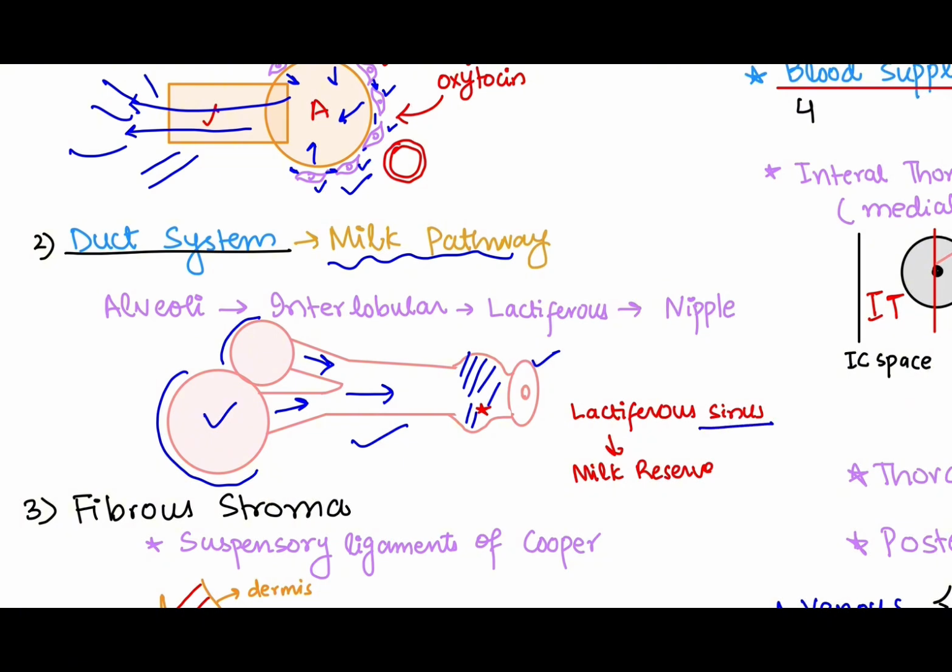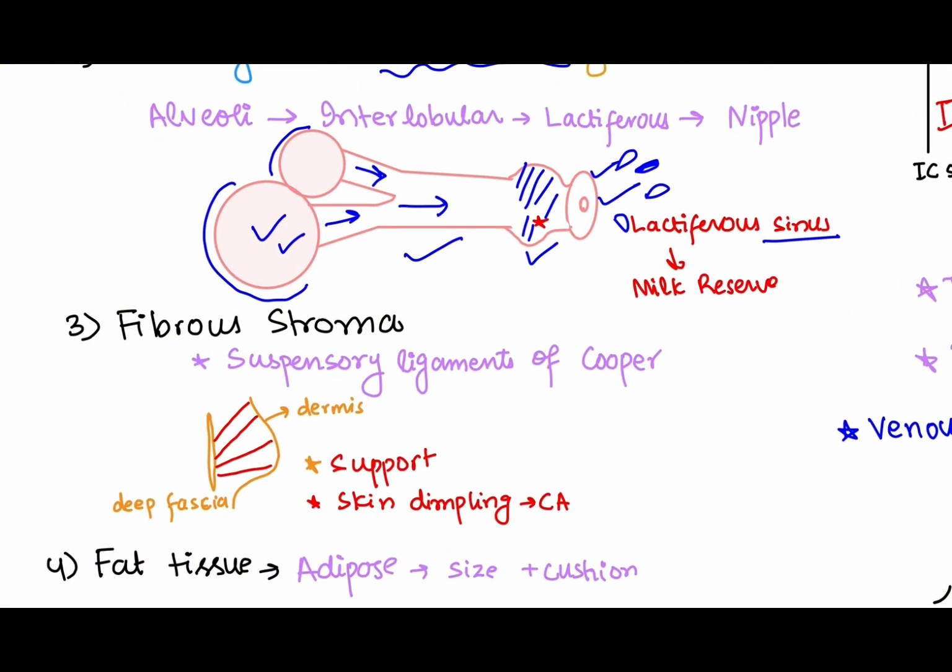A sinus is a space, like a big thing. What's the purpose of this? All this milk cannot be ejected at one time. We need to eject it slowly. So this acts as a store, a reservoir of milk. That's why it is swelled. Okay, so we are done with ducts and alveoli.